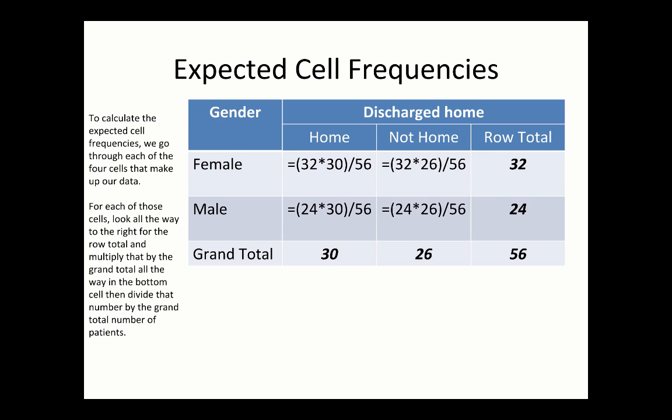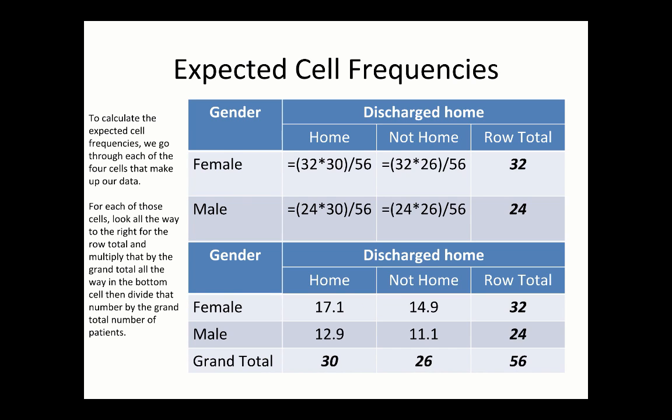56. Move on to the next cell to the right, take the row total for females, 32, times the number of patients not discharged home, 26, divided by the total number of patients. Now we do the same for males. Take the total number of males, 24, times total number home, 30, divided by the total number of patients, 56. And lastly, the total number of males, 24, times the total number not at home, 26, divided by the total number of patients, 56. Eventually, you end up with the expected cell values for each cell. We will use these values for calculating the chi-squared statistic.